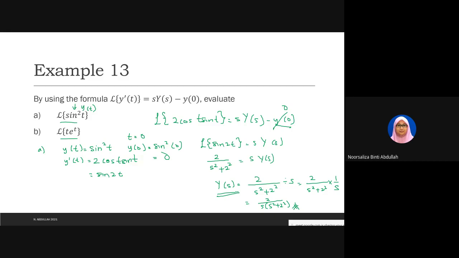Ada soalan? Tak ada. Okey, tak ada, kita tengok yang kedua.